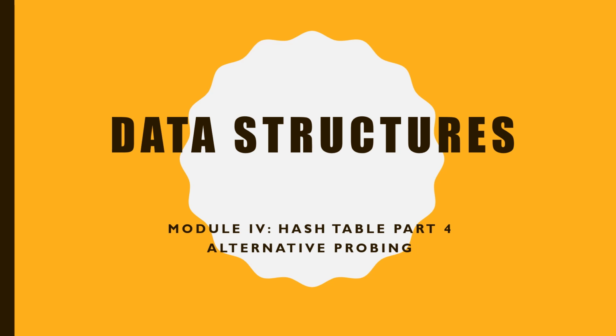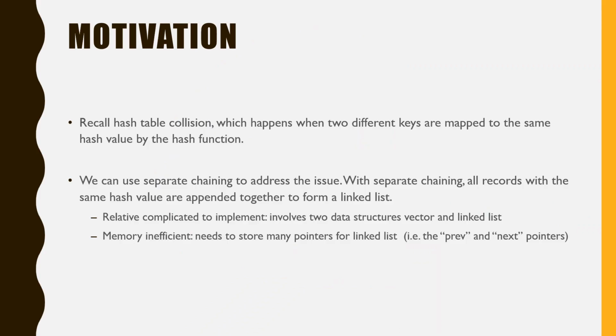In this video, we will discuss a different hash collision handling approach called alternative probing. Recall that hash collision happens when two different records have the same hash value and compete for the same location in the hash table. One way to address the issue is separate chaining, where we append the colliding records all together into a single linked list.